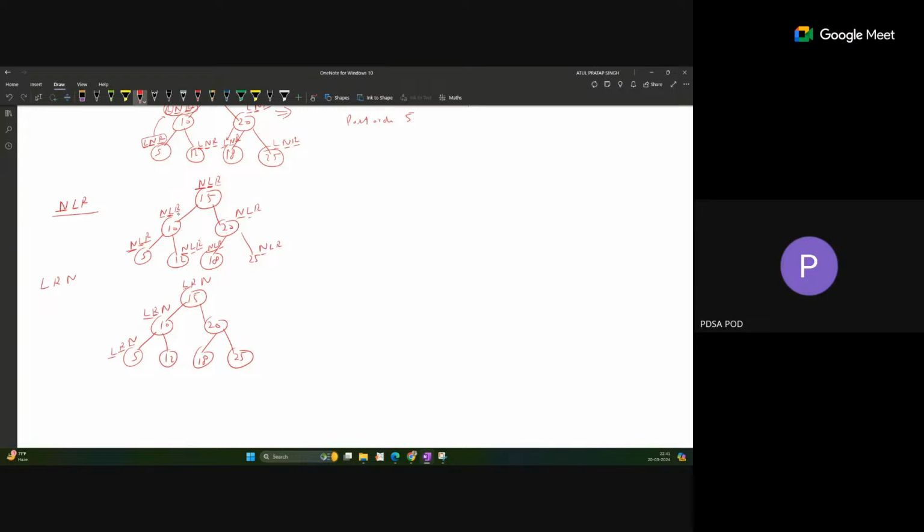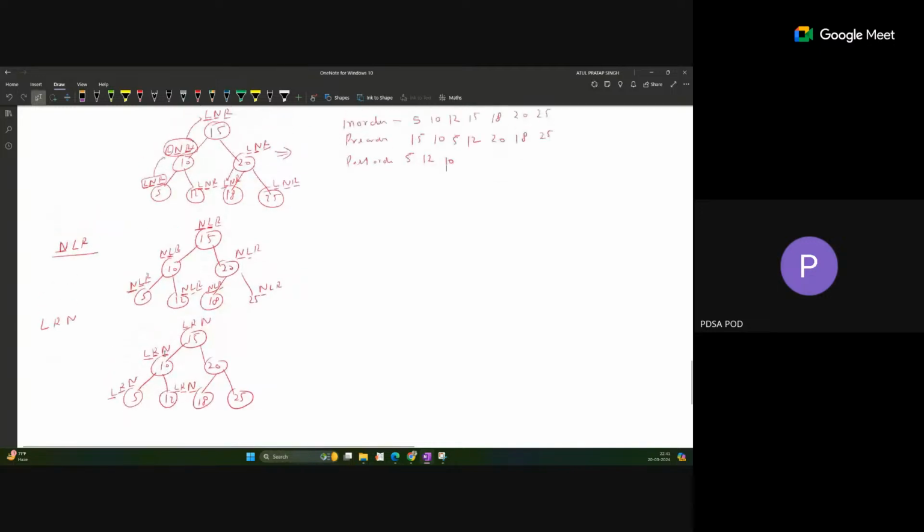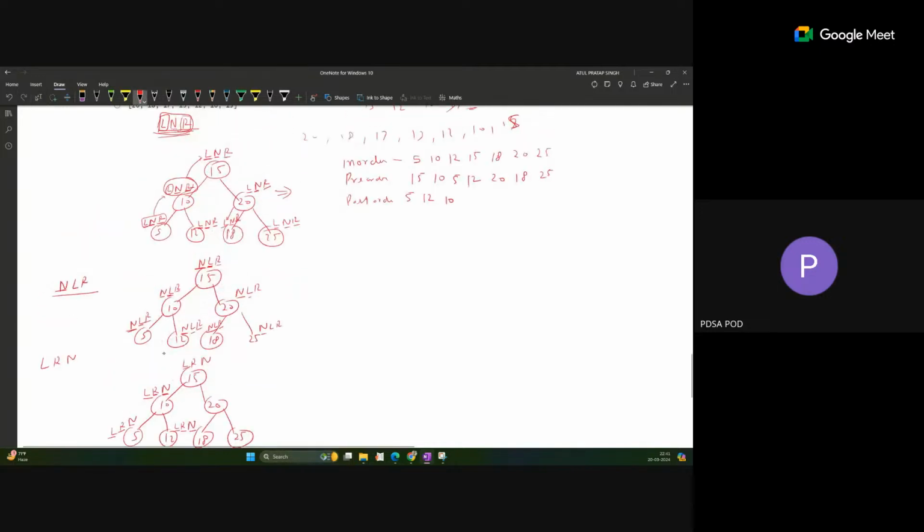Second step is the right recursive call. So move to the right, L, R, N. And no left, no right, N. So 12 will be printed. And this part is completed. Now this N will be performed. Okay, so 10 will be printed. Okay, now this L part is completed. Now move to the R.